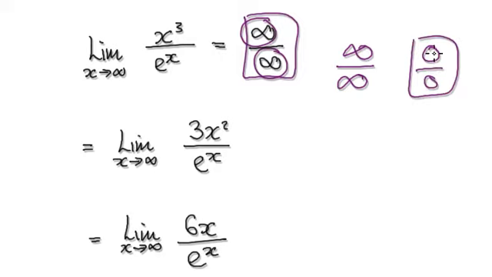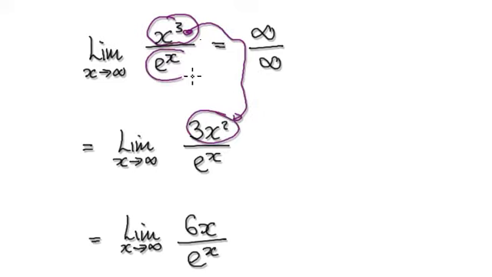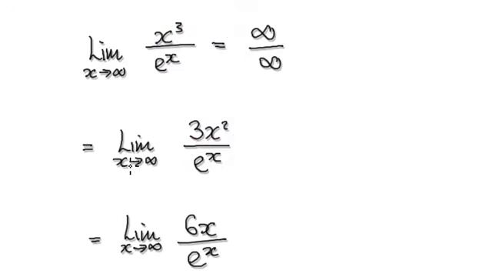0 over 0, you can still apply L'Hopital's rule. So here we've got infinity over infinity, so we can apply L'Hopital's rule. So remember, L'Hopital's rule, you differentiate this, that will then give you this, and then differentiate this, that will then give you this. Now check.